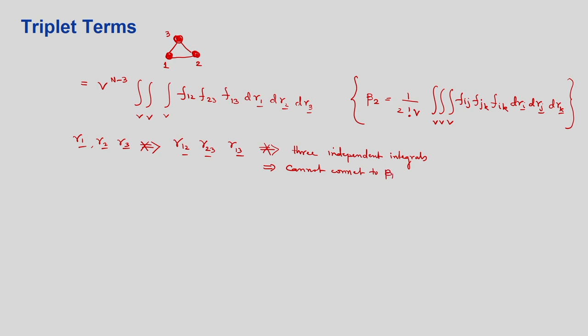So how many terms are there, and what is the expression if I want to write it down? In general, the number of terms having beta 2 will be n into n minus 1 into n minus 2 by 3 factorial, which roughly comes out to be n cubed by 3 factorial. Till now, this is the total number of possible terms. What is the total number of terms without including beta 1 and beta 2?